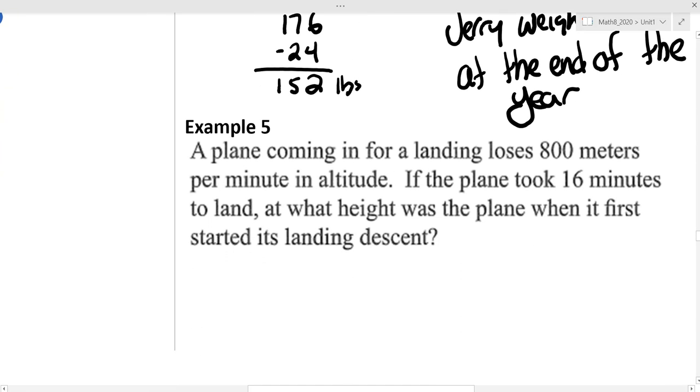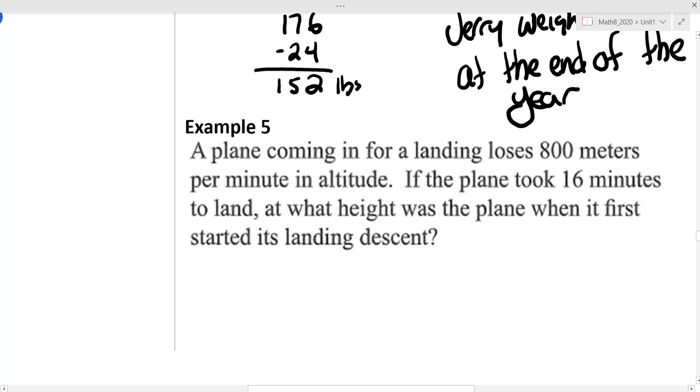Hey, last one. A plane coming in for a landing loses 800 meters per minute in altitude. If the plane took 16 minutes to land, at what height was the plane when it first started its descent? Got this one, Noah? I can hear you mumbling. I think I might. Okay.